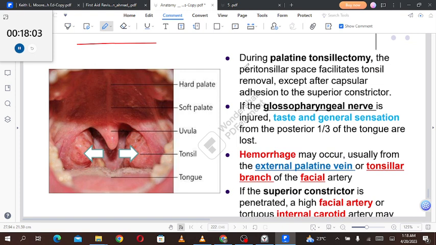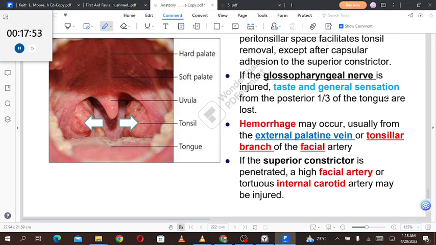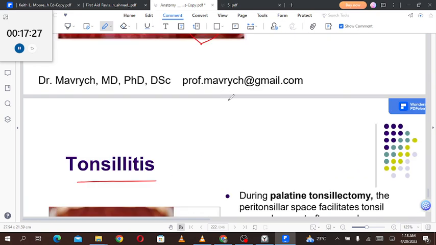During palatine tonsillectomy, the peritonsillar space facilitates tonsil removal except after capsular adhesion to the superior constrictor. If the glossopharyngeal nerve is injured, taste and general sensation from the posterior 1/3 of the tongue are lost. Hemorrhage may occur, usually from the external palatine vein or the tonsillar branch of the facial artery. If the superior constrictor is penetrated, a high facial artery or a tortuous internal carotid artery may be injured. The glossopharyngeal nerve is injured, taste and general sensation of the posterior 1/3 tongue are lost because the glossopharyngeal nerve is supplying them. So let's move forward.